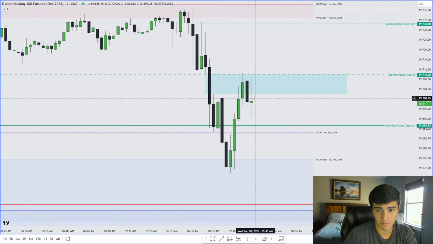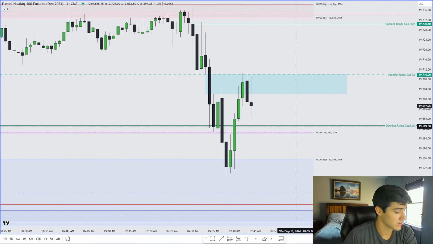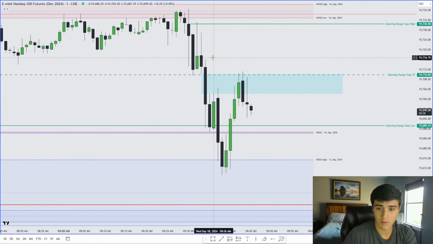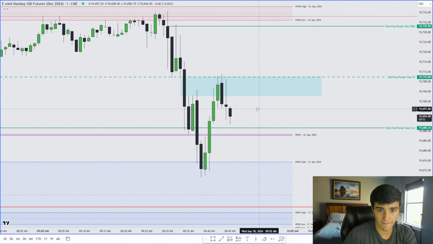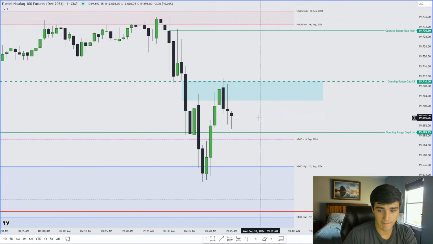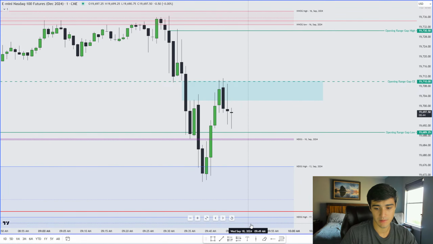Look at that close below. There you go. Leaving a wick up into the 5-minute imbalance. Close below that. So I'm just observing price action. Close through that 15-minute imbalance.